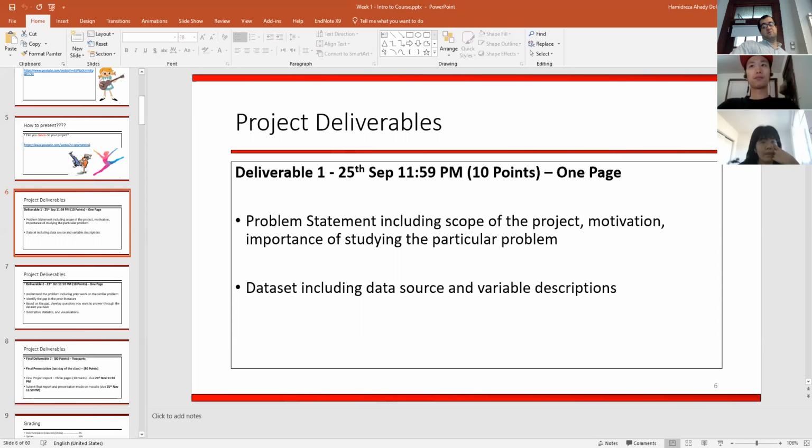It is a data-driven project, so you need to have data available. You might end up having a very interesting idea, but you don't have data. So what can you do? It should be a doable project. Any questions so far?